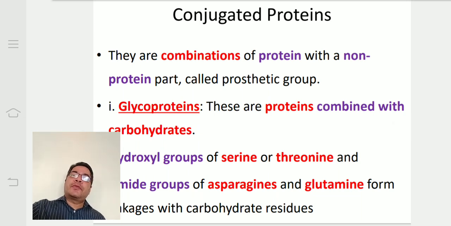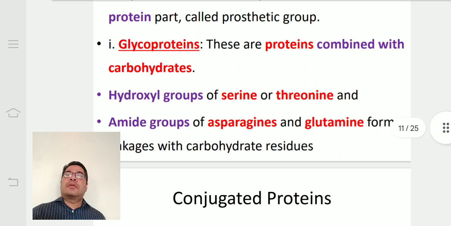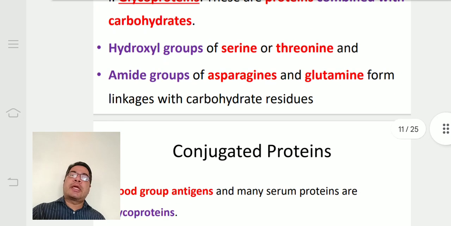Conjugated proteins. They are combinations of proteins with a non-protein part called prosthetic group. Glycoproteins. They are proteins combined with carbohydrates. Hydroxyl group of serine or threonine and amide groups of asparagine and glutamine form the linkages with carbohydrate residues.